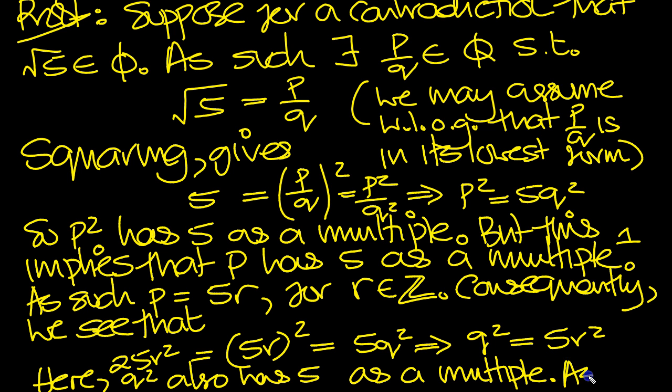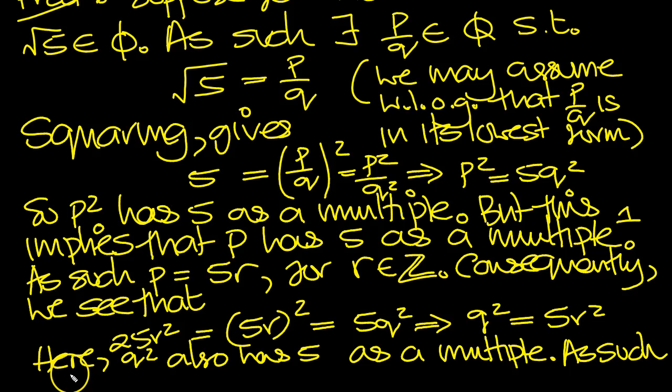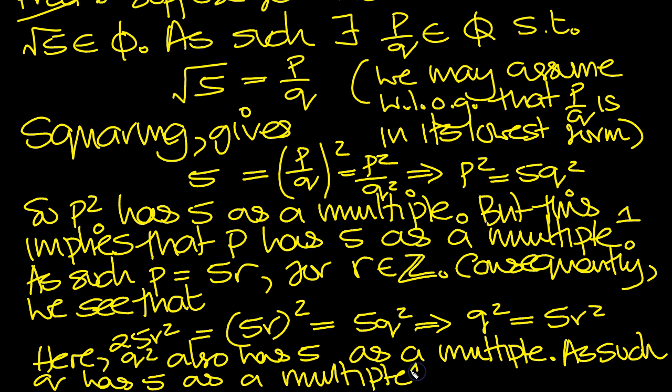This implies q has 5 as a multiple. And that's again the same invocation of the property that when a square number has 5 as a multiple, then the number itself has 5 as a multiple. And we need to prove that in the footnote. So, this is a contradiction.